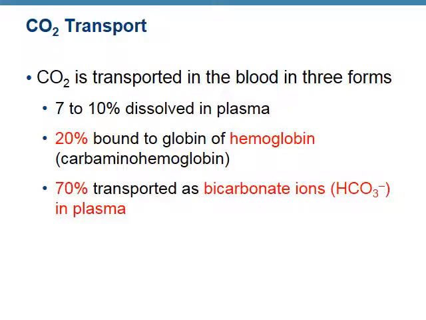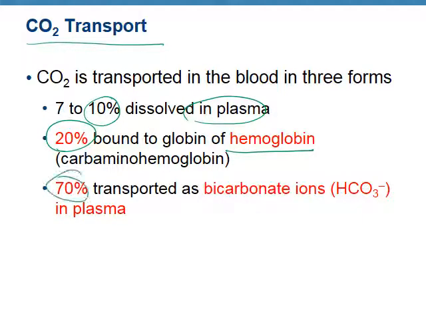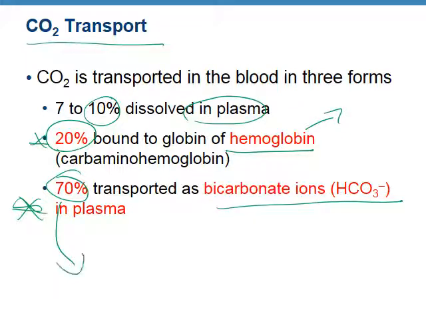Now we get to look at the CO2. How do we transport CO2? 10% is dissolved in plasma, 20% is bound to hemoglobin, and 70% of it, we're going to do this complex reaction called bicarbonate buffer system. So this is probably new for us. We probably would have said the majority of our CO2 is bound to hemoglobin. That's not true. It's only about 20%. So this is the part that we're going to focus on.